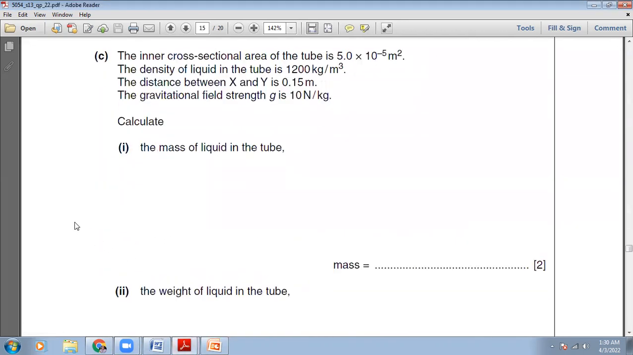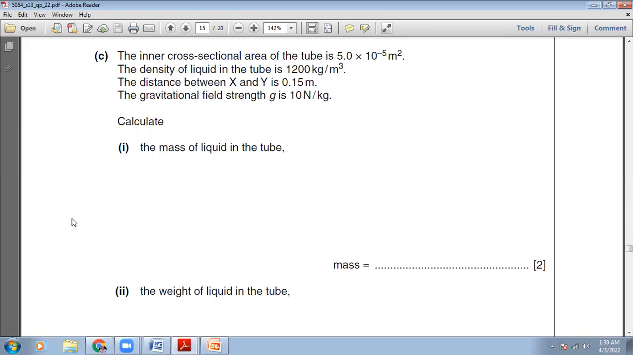Okay, he says the inner cross-sectional area of the tube is 5 × 10⁻⁵ meters squared. The density of the liquid in the tube is 1200 kg per meter cubed. The distance between X and Y is 0.15 meter. The gravitational field strength g is 10 Newton per kg. Calculate the mass of the liquid in the tube.